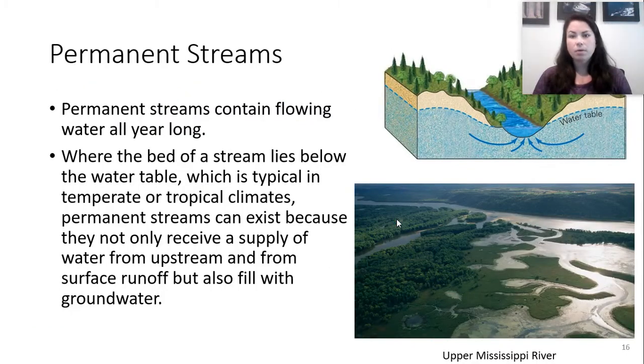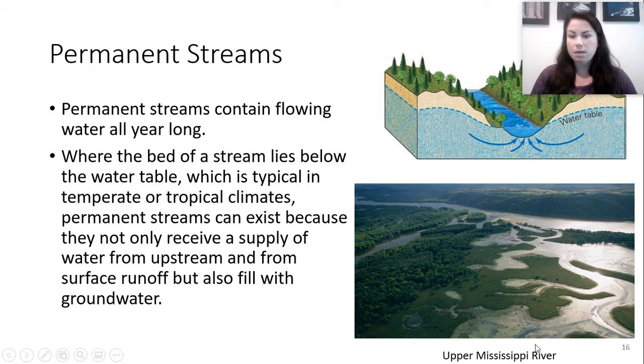Okay, so let's talk about the different types of streams. First is a permanent stream. A permanent stream contains flowing water all year long. Where the bed of the stream lies below the water table, this is typical in more temperate or tropical climates, or where there's a constant flow of water. And so this is where we have the water table feeding into a stream system constantly.